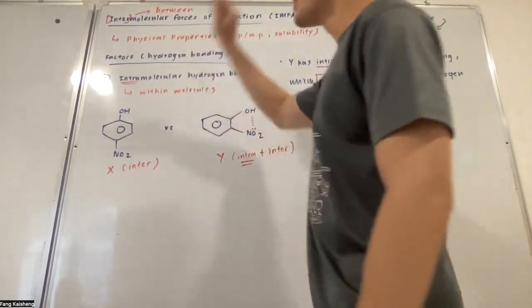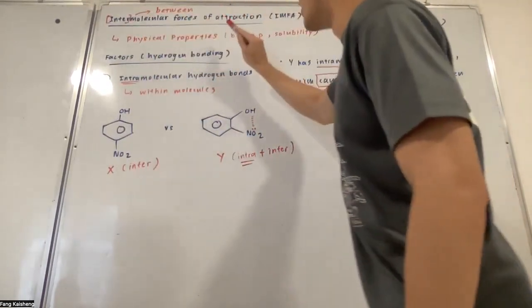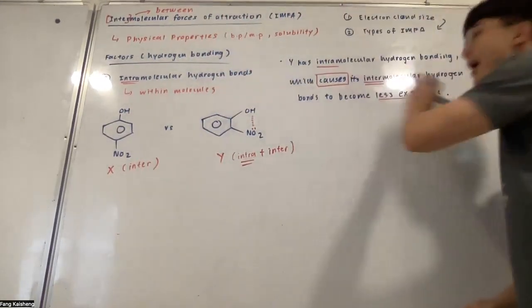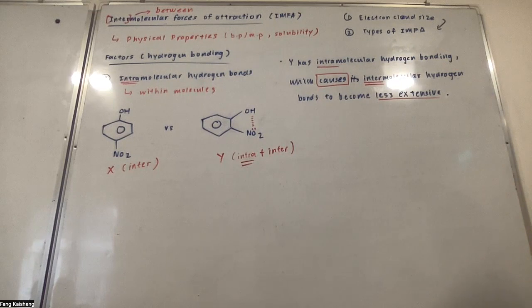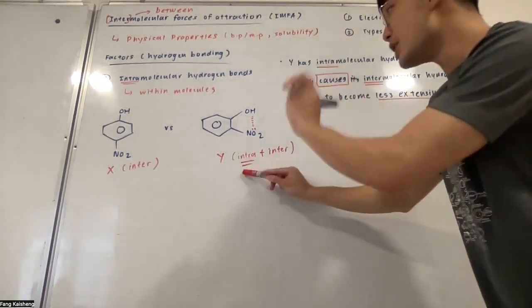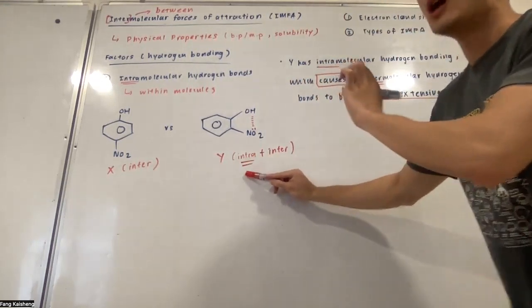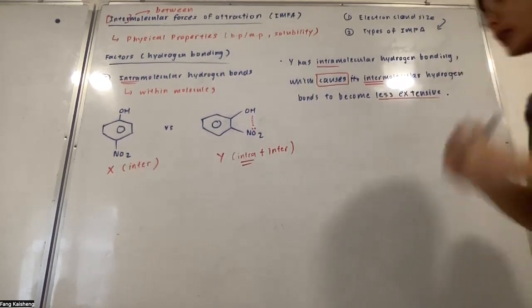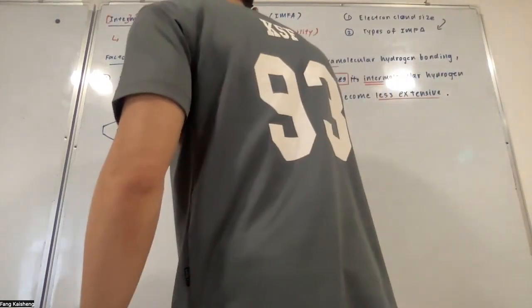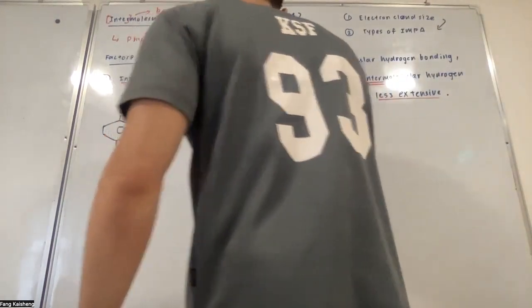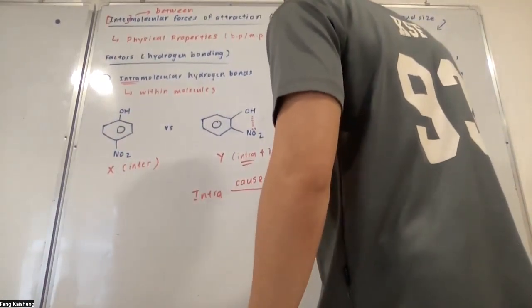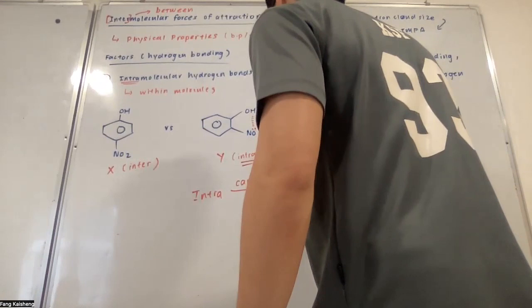I say one more time: intermolecular explains the physical properties. So I still have to link back to its intermolecular forces. But what happens here is the presence of intramolecular hydrogen bonding will cause the intermolecular to be less extensive. In other words, guys, this is a cause and effect scenario. Intra is the cause, inter to be less extensive.